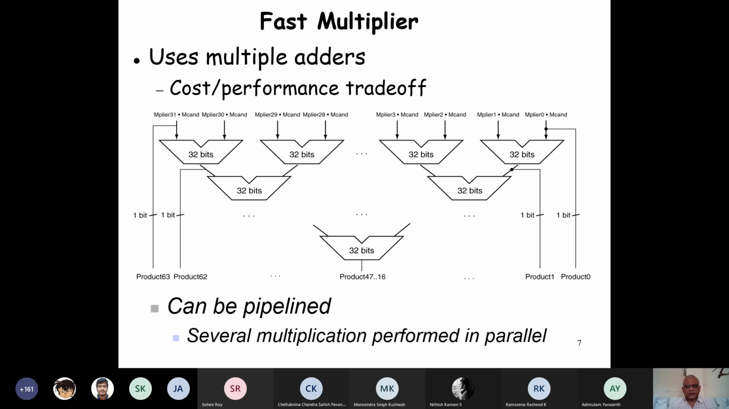Now the results here are input to the second level of adders. Each one is a 32-bit adder. And for the last level, there is a single one here. And here we are taking out the product: product 0th bit, 1st bit, etc.